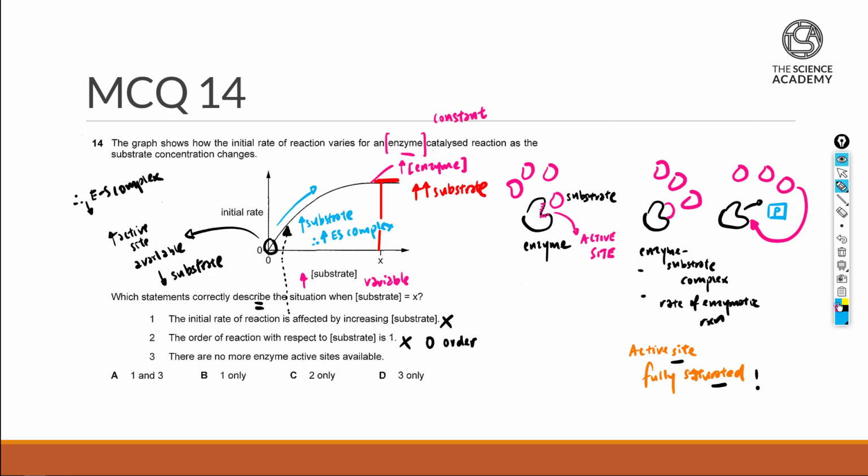So definitely we're looking at selecting part 3, whereby there are no more available active sites. The substrate have to queue up for their turn to enter into the active site. And with that, the correct answer for MCQ 14 is going to be the selection of option 3, which in this case is represented with option D.